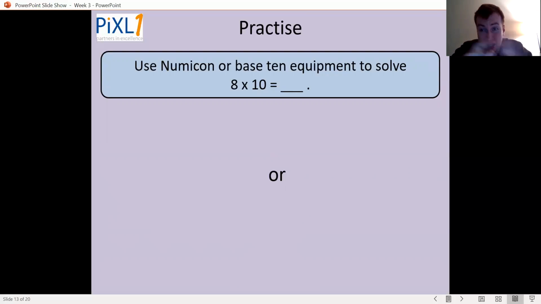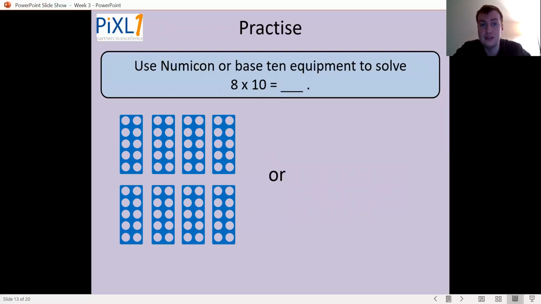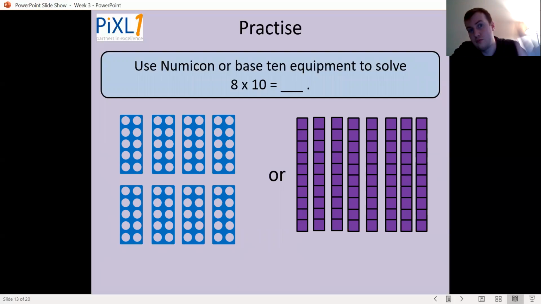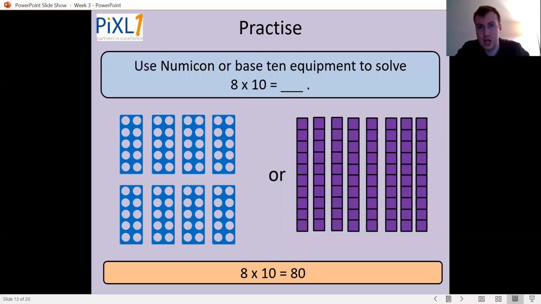Okay, so I know a lot of us can count in our 10s, but this is about showing your method to show that you really understand how to get there. So here we've used 8 Numicons of 10 to show it, or you can use Dienes. Obviously, you don't necessarily have this maths equipment at home. That's absolutely fine. If you're drawing, or using just odd pieces of equipment around the house, do not worry, as long as you're getting your answer and showing your method, which is 80.